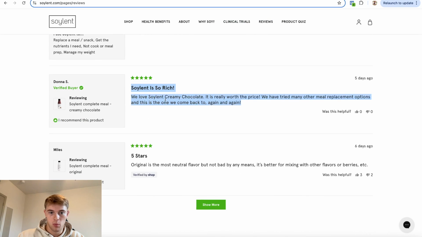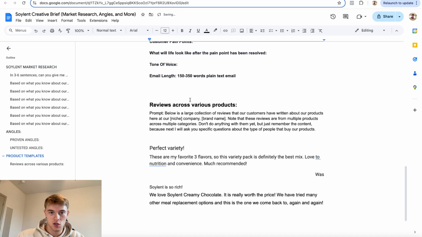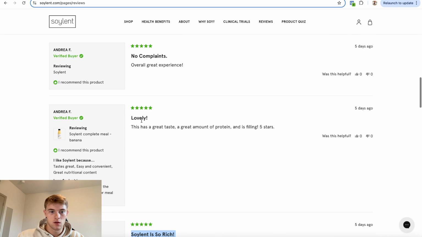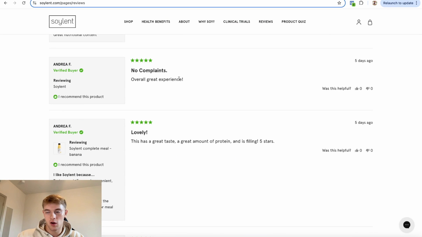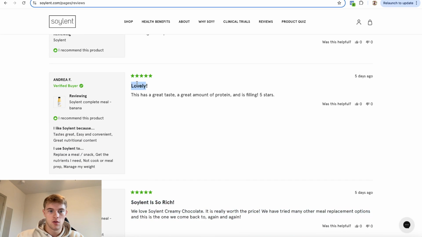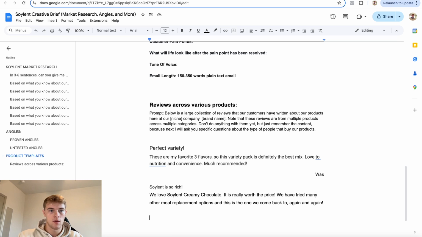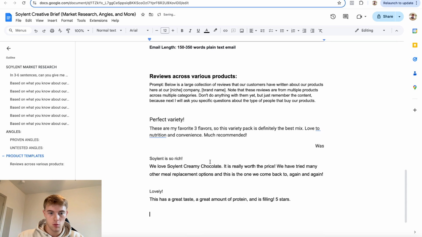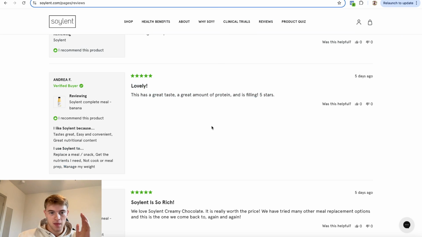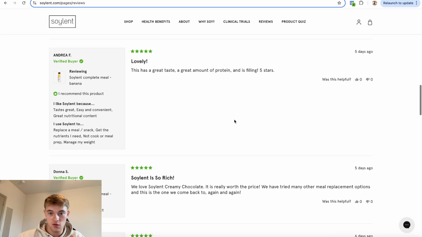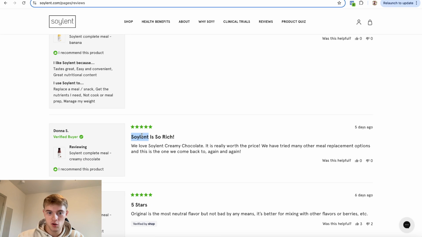Now, the important part about this is that you don't want to just do all of them, because "lovely" or "no complaints, overall great experience" does not help us. That does not give us any information about the brand. This one is a little bit of information: "a great amount of protein and is filling." Keep in mind, I'm putting these in the document now. We'll put these into ChatGPT later. This is somewhat helpful because it tells me that people care about the protein and that it's filling. That's really good for market research.